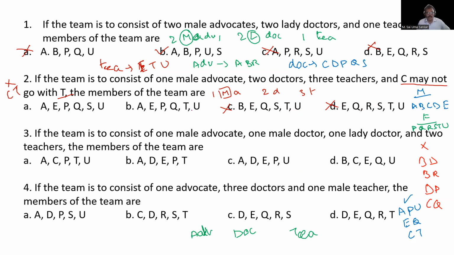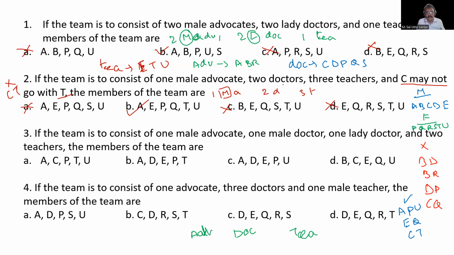And next, EQ valid. And here EQ valid. BD. No. Next, BR. No. Next, DP. No. CQ. No. Now, two doctors. What are the doctors? C, D, P, Q, S. What we require? Two doctors. Here, PQS. And what about this one? PQ is valid. This is also not valid. So B. Why B is the correct?